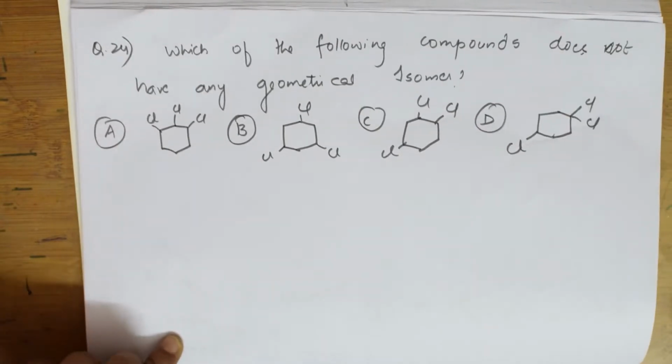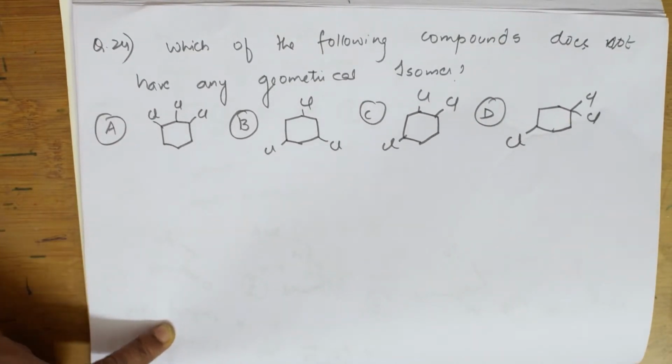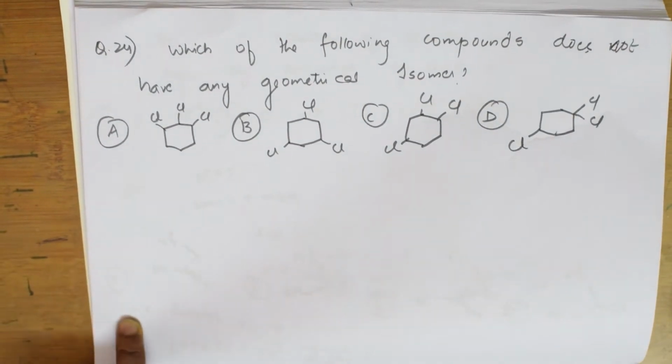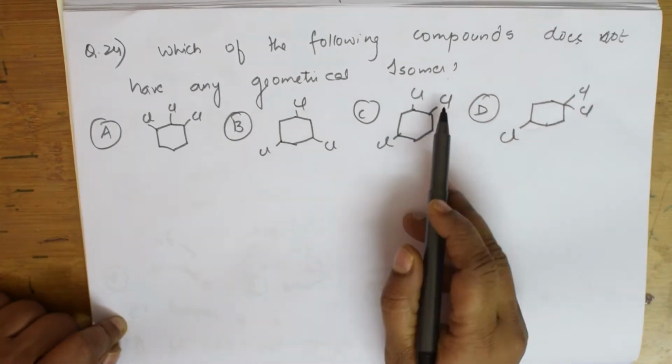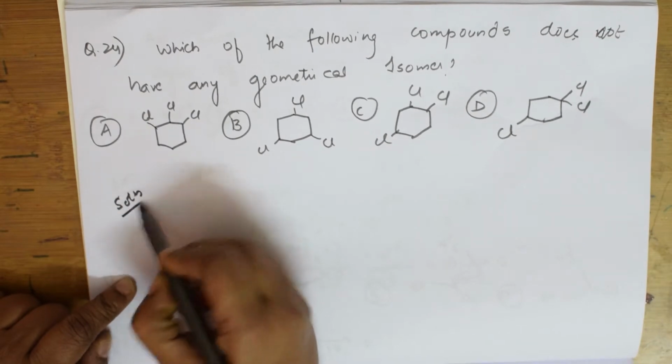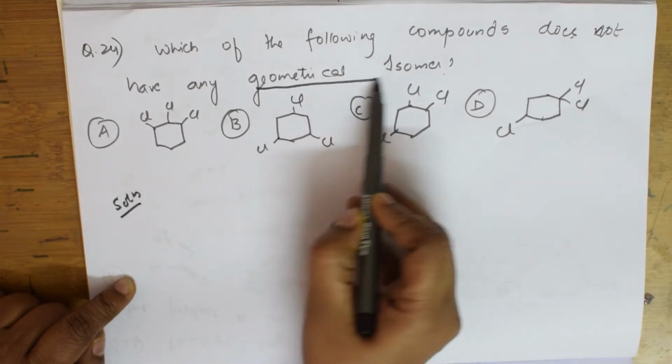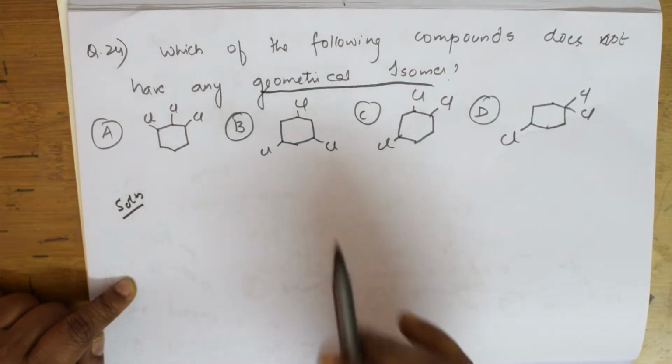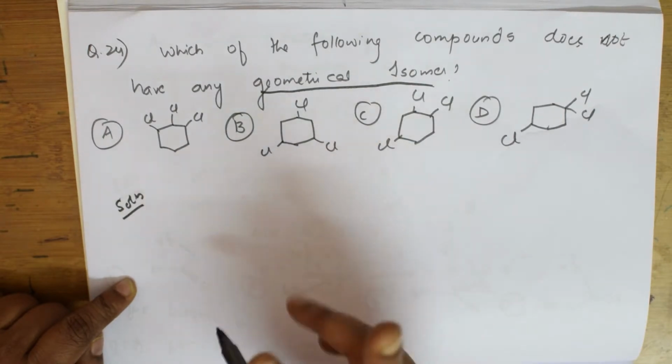Now let's come back and read this question, students. Let's see what they have asked. This is an organic based question. Which of the following compounds does not have any geometrical isomerism? Okay, so first important thing, whenever a geometrical isomerism question is given to you, what should you remember? Geometrical isomerism, basically there are cis and trans.